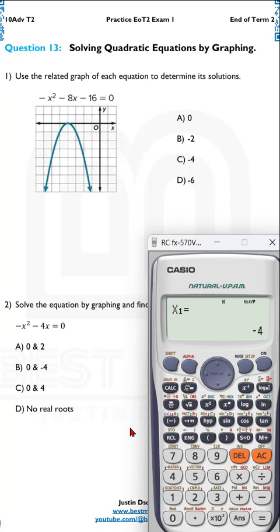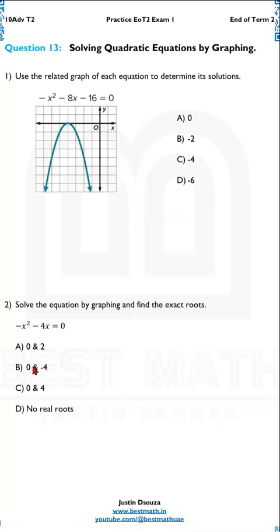x1 is minus 4 and x2 is 0. It's 0 and minus 4. That is option B. That's the correct answer.